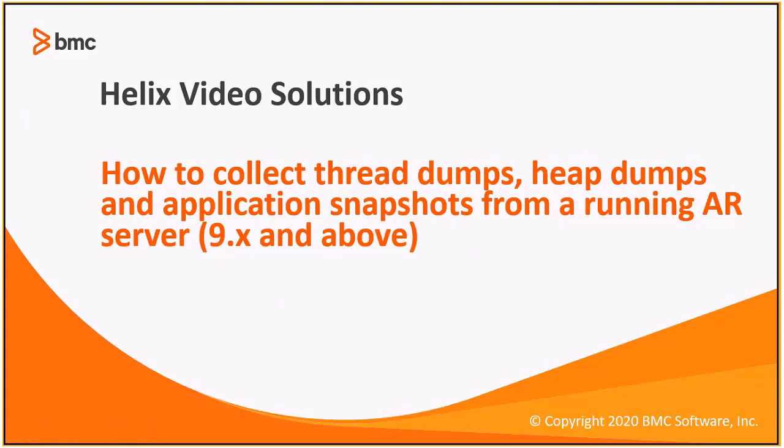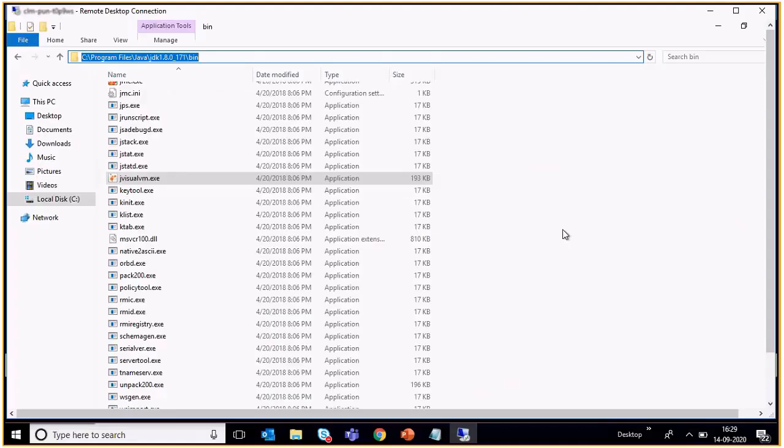In this video, we'll see how to collect the thread dumps, the heap dumps, and the application snapshot from a running AR server. This is applicable to ARS 9.x and above. We'll capture the dumps and the snapshot using the JVisualVM utility. This utility is inside the JDK bin folder. JDK is a must in order to capture the dumps using the JVisualVM.